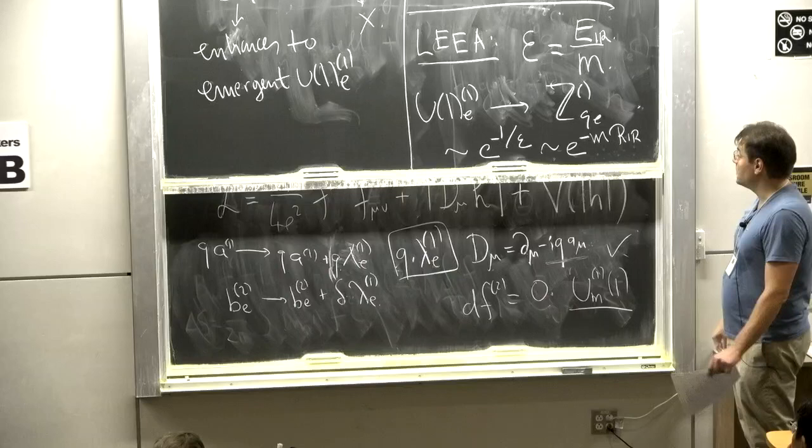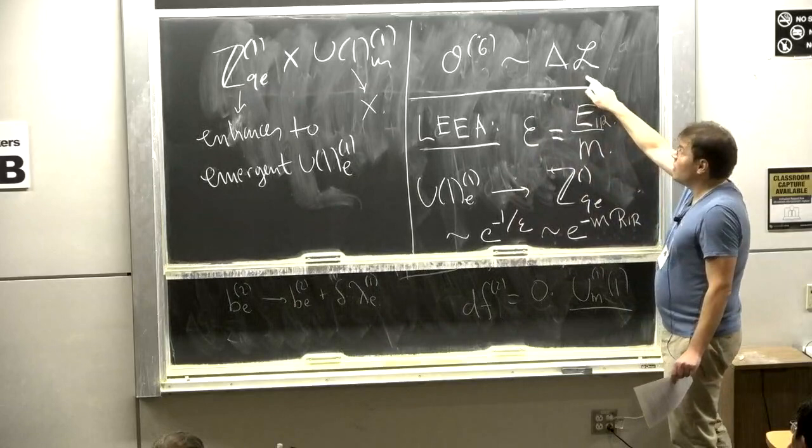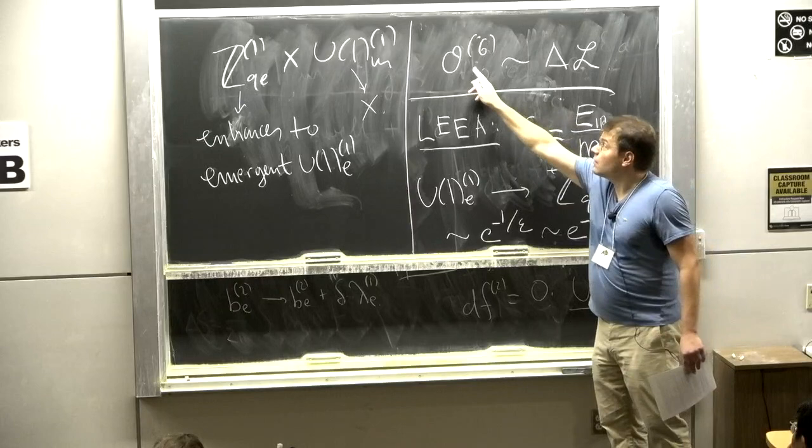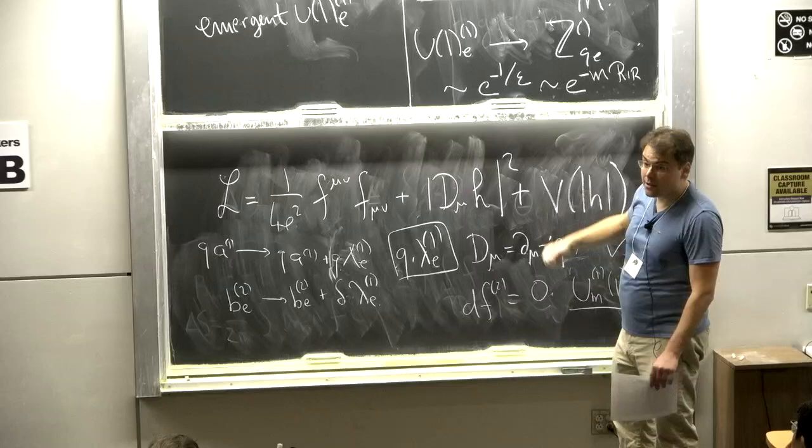By contrast, the violations of baryon symmetry in the standard model are order epsilon, or order epsilon squared, because it's dimension 6. So that's the difference. Any questions?